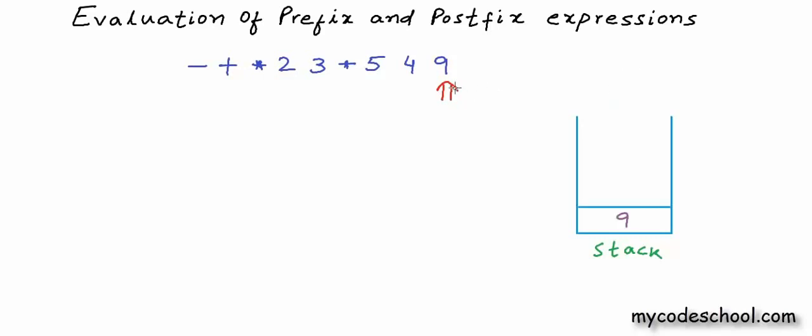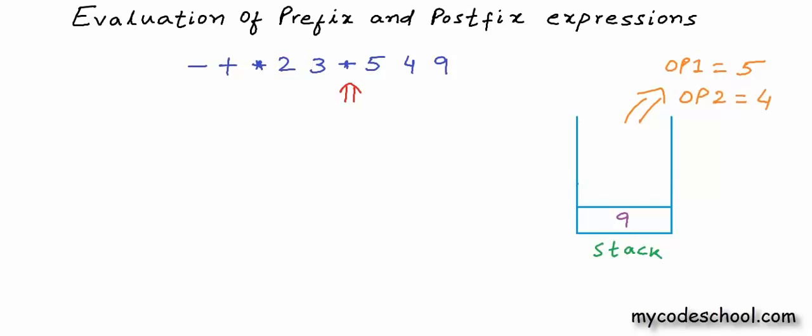And now we will go to the next entity on the left. It's 4. Once again we have an operand. It will go onto the stack. Now we have 5. 5 will also be pushed onto the stack. And now we have this multiplication operator. At this stage we need to pop 2 elements from the stack. This time the first element popped will be the first operand. In postfix the first element popped was the second operand. This time the second element popped will be the second operand.